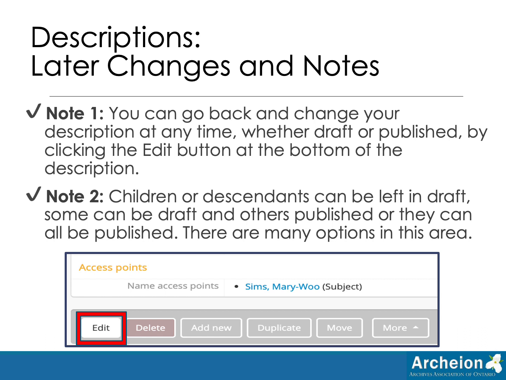Once your descriptions are published, you can always go back and edit them by scrolling down to the bottom of the description and clicking the Edit form, and you can also choose to select some children records for publication while hiding others if you're still describing the archival records. There are lots of different options for how to publish to Archion.